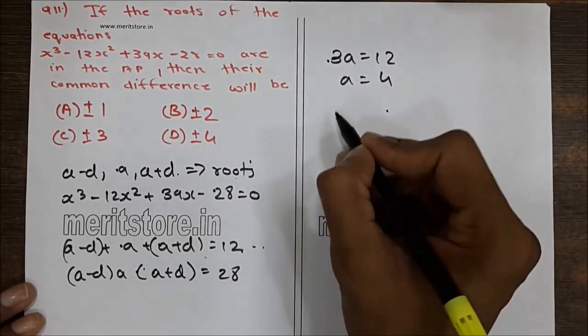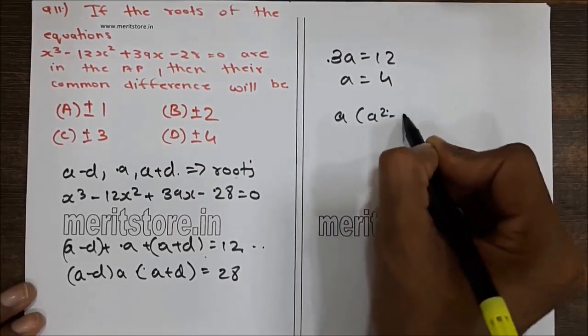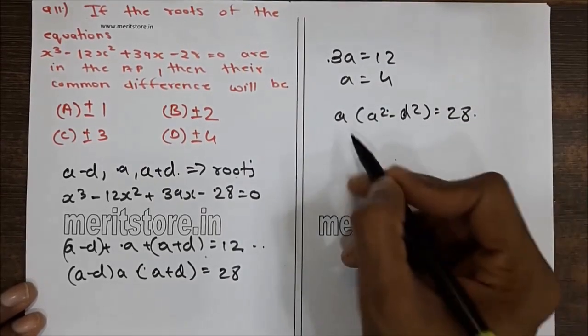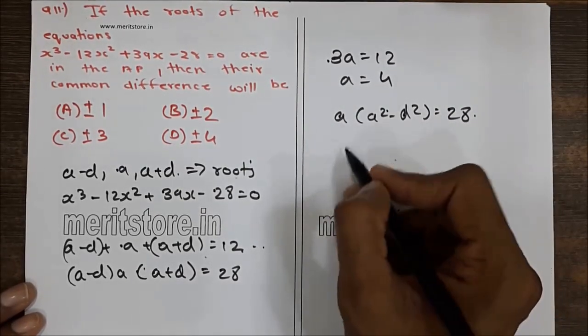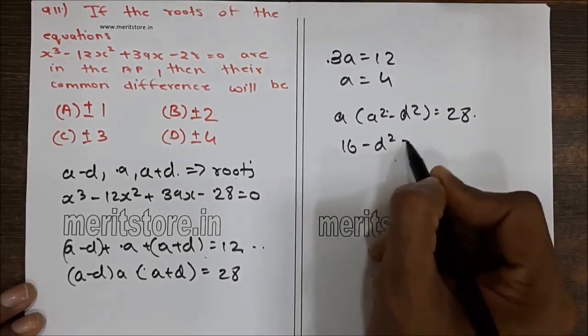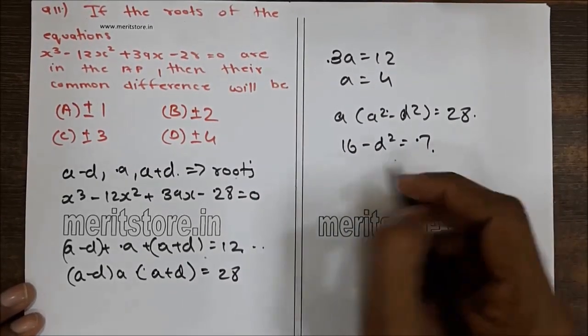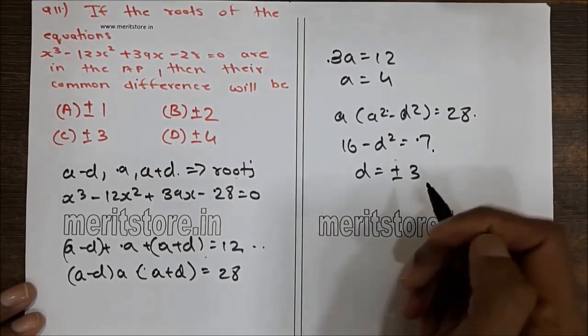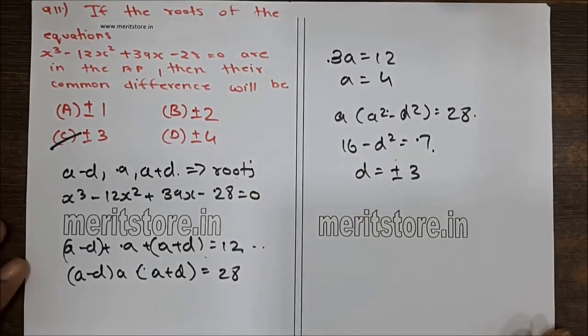So in this equation we get a into a square minus d square equal to 28. So we substitute the value of a in this, we get 16 minus d square equal to 7. So we get d is equal to plus minus 3, which is our option C. Therefore option C is the correct answer.